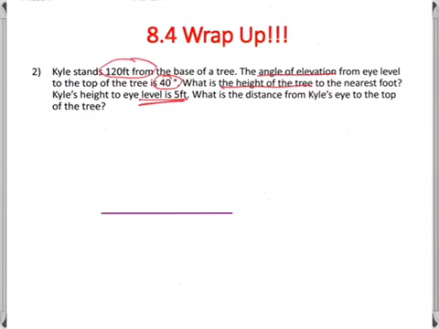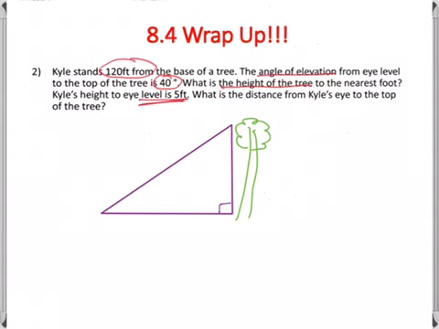So we've got a standard angle of elevation triangle there. Go ahead and draw a tree here. Cool. We'll put Kyle over here. Kyle's eye level is, what did they say? 5 feet. Put x there, and we know that Kyle is currently standing 120 feet from the base of the tree, and that the angle of elevation is 40 degrees.